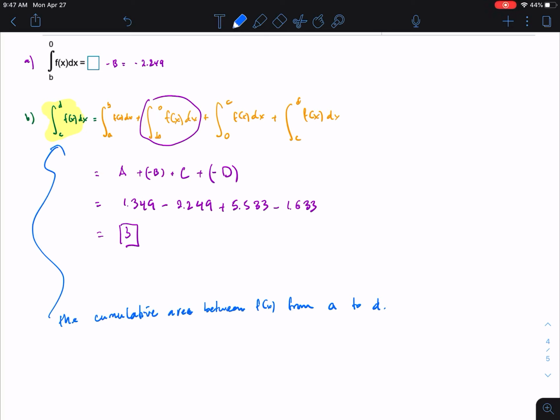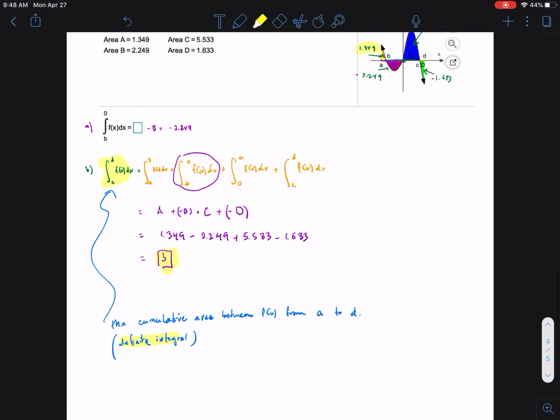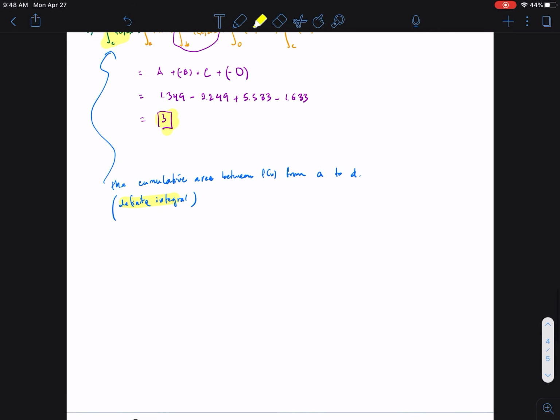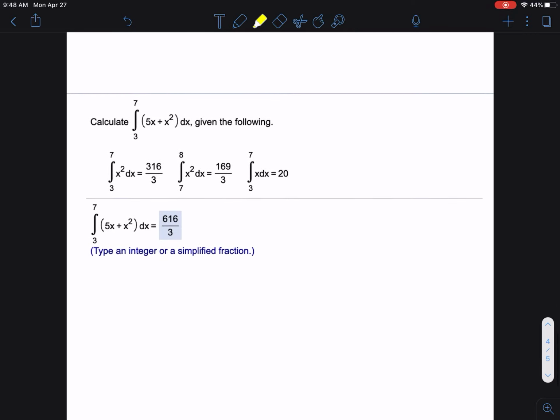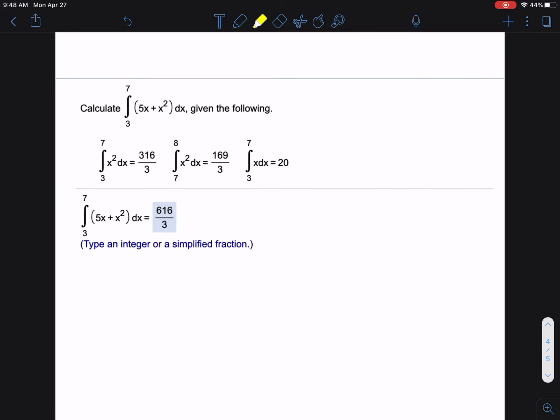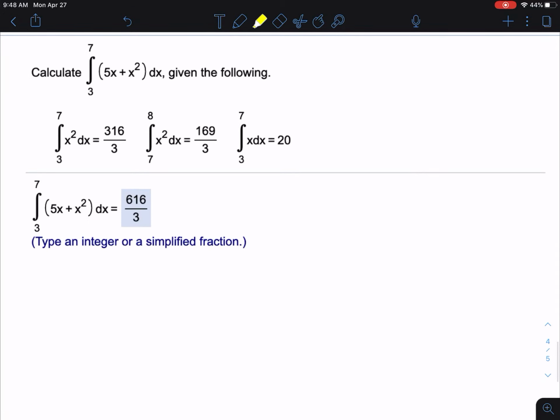And then that is the definite integral. That's what we discussed in the previous video. And then that area is 3. So the definite integral of the function f of x from A to D is 3. Okay, all right. Let's move on to the next example. So we are going to use these properties here, or this one that I just introduced, and apply it to a problem that doesn't have a graph. So we're just going to have to go with what we're given here.